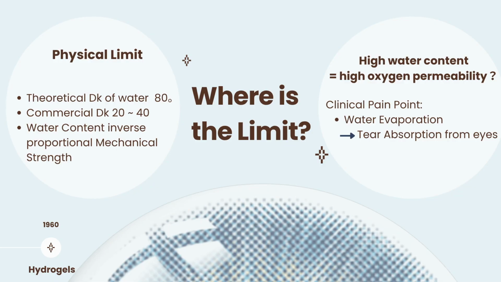The theoretical maximum oxygen permeability (Dk) of pure water is only 80, while commercial hydrogels typically ranged between 20 and 40. Furthermore, water content is inversely proportional to mechanical strength. Clinically, high water lenses created a severe pain point. They caused rapid water evaporation, which forced the lens to absorb tears directly from the patient's eyes, leading to dry eye symptoms.